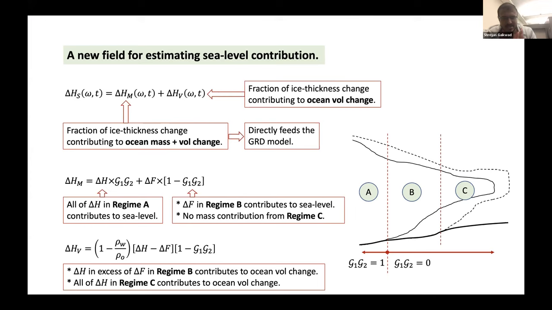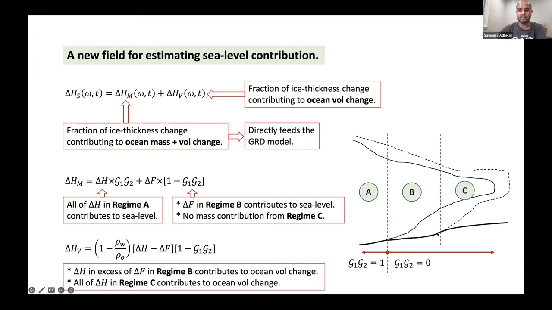Okay. So region B is basically, again, here we're looking at two snaps in time, right? So region B is where the previously grounded ice, like this, the dashed one, had started floating. So this is regime B. Or it could be the reverse, if you think of the advancing case, the floating ice is grounded. So this is region B.